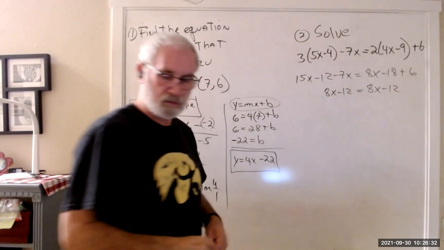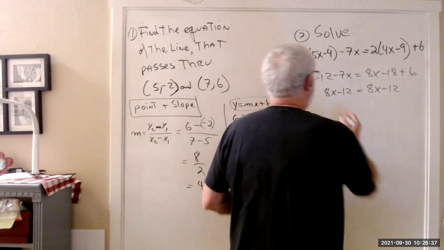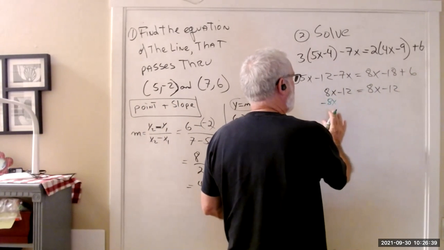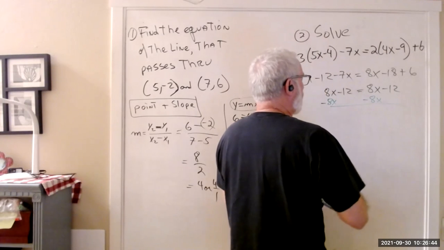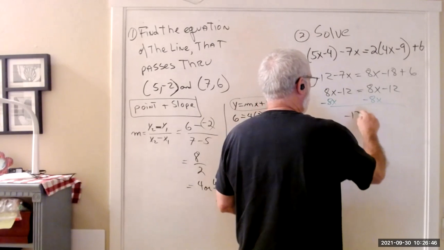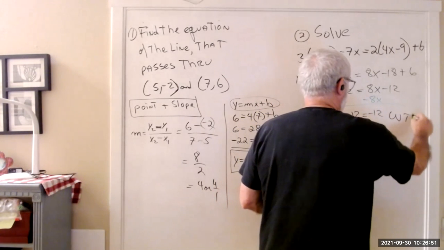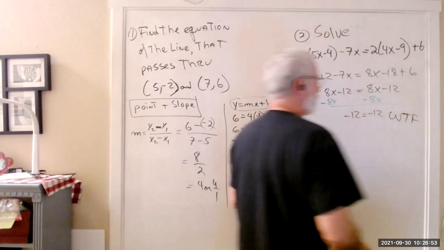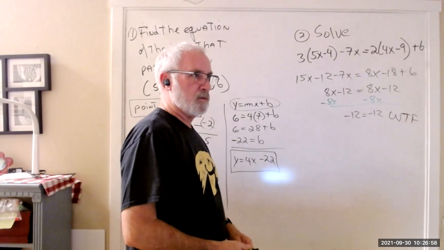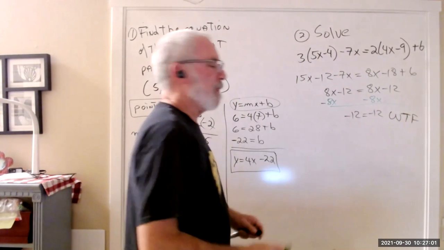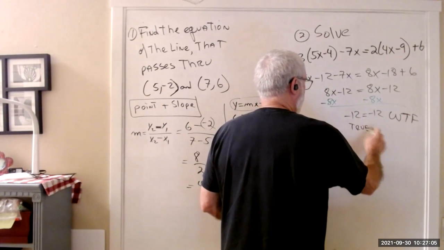Uh-oh. If we go even further, if we take away 8x from this side and keep it balanced from this side, we end up with negative 12 equals negative 12. Our x's dropped out. This is what I call the WTF problem. It's a trick question, because this is true: negative 12 equals negative 12.